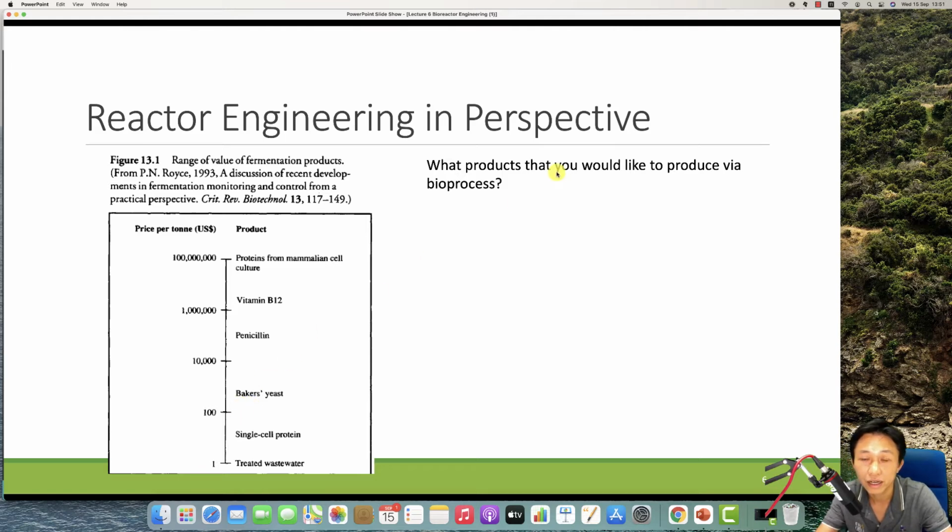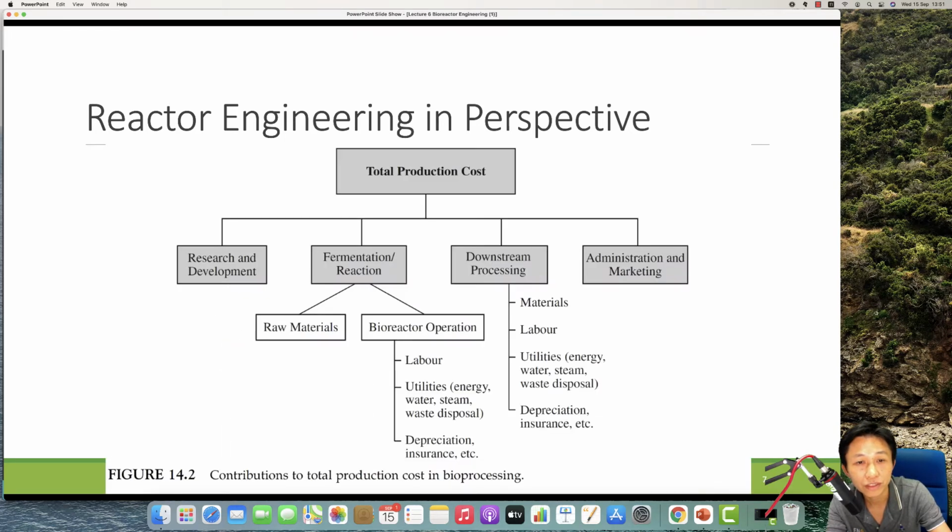So, for the normal term, I will let you decide the product that you want to sell, for example. But unfortunately for this term, I cannot make it like that. So you can estimate your money earned from what product that you want to produce. And before that, we need to consider the cost inside the bioprocesses.